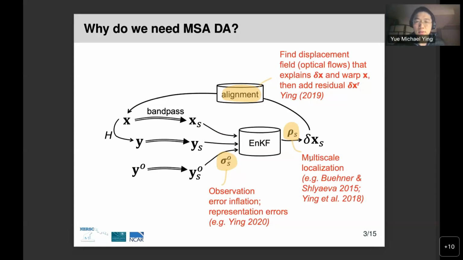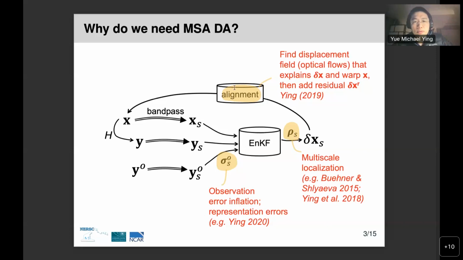This is a very early idea by many researchers on multiscale DA methodology, and some of them call it multiscale localization. For example, Buehner and Shlyaeva, including myself, we all investigated how to localize differently. Mainly that the larger scale components will prefer a longer localization distance, which makes a lot of physical sense.